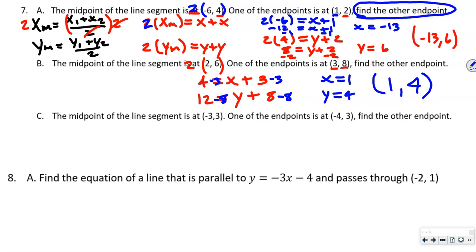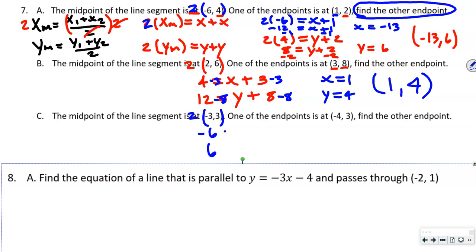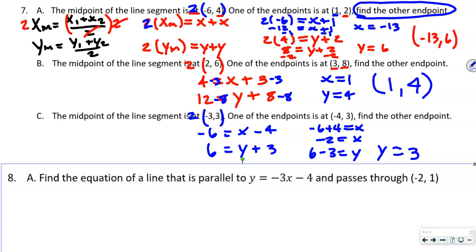Same thing with the next one. I'm going to multiply both of these by 2. So that's going to be negative 6 and 6. That's equal to x minus 4 and y plus 3. Add 4 to both sides. So this is going to be what? Negative 6 plus 4 equals x. So x is going to be equal to negative 2, right? The other one is going to be 6 minus 3 equals y. So y is going to be equal to 3. So my ordered pair here is going to be negative 2, 3.